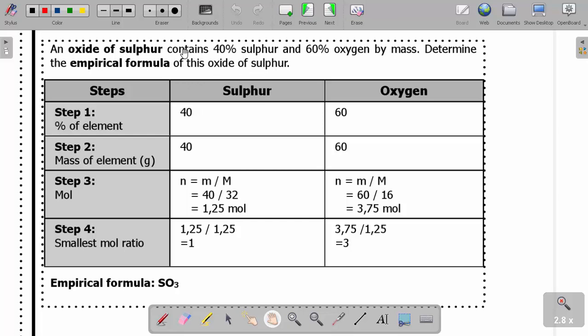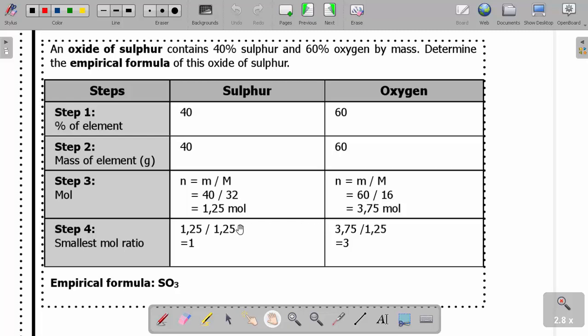Don't forget it contains what? 40% sulfur. What about oxygen? 60%. So what we do here, we have sulfur and then oxygen. If you look at our percentages, sulfur is 40, oxygen is 60. Then you get the mass of each element, 40 and 60. And then now the moles, we divide mass by molar mass, which gives us 1.25 for sulfur. What about oxygen? It gives us 3.75 after dividing 60 by 16.